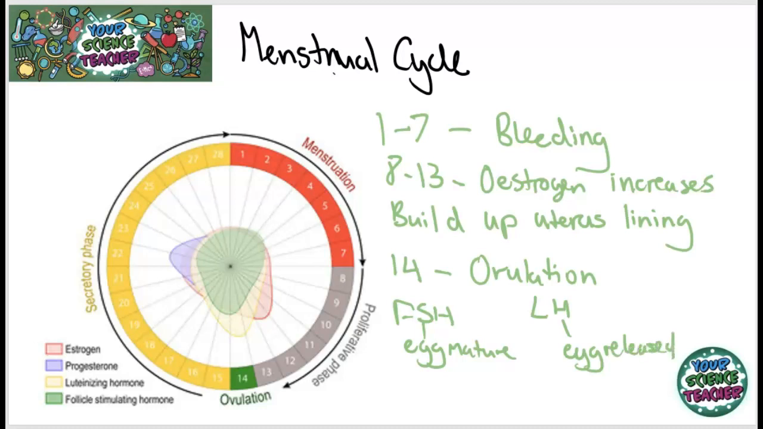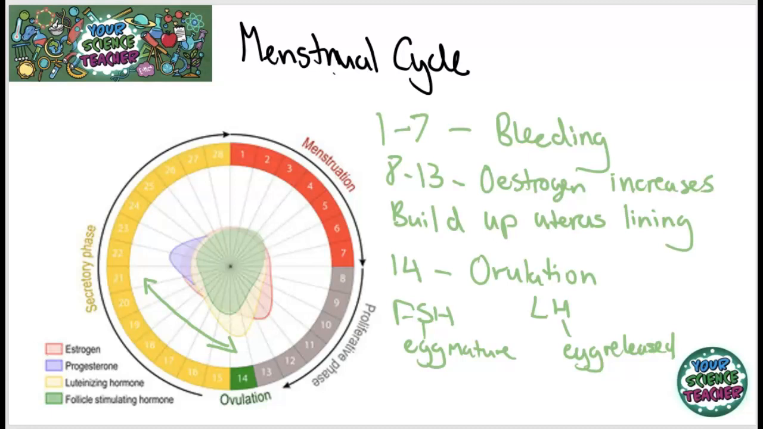Now, between these days of 14 to 20, this is when a woman is most fertile. This is the time where you're most likely to become pregnant. But it's also important to remember that sperm can last for 2 days inside the body, so you can get pregnant having sex even earlier than ovulation.